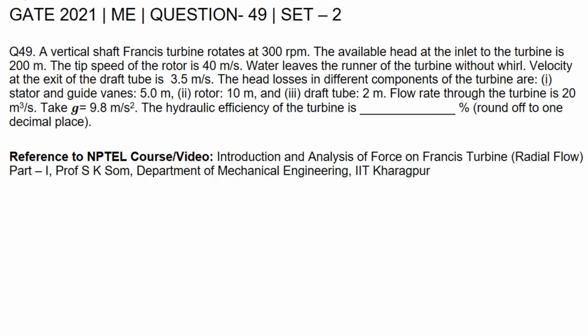Now for a Francis turbine, the hydraulic efficiency, let's write eta H for that, is given by head in the turbine, let's write HT for it, divided by inlet head, HI. Let's write HI for inlet. Let this be equation number 1. Now to calculate this hydraulic efficiency, we need to calculate HT, that is the turbine head.